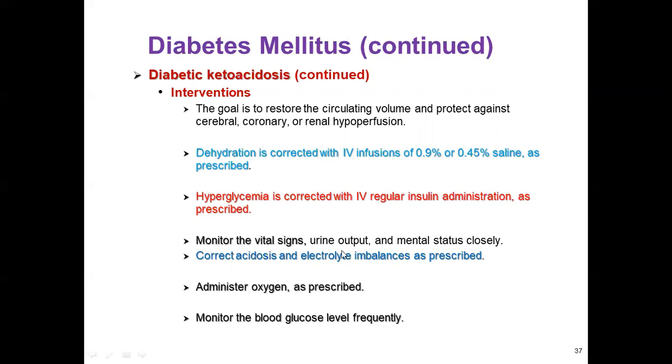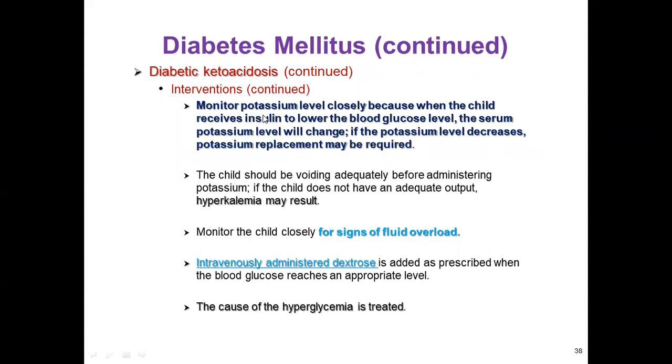Monitor the vital signs, urine output, and mental status closely. Correct the acidosis and electrolyte imbalance as prescribed, because the patient may develop hypokalemia, and the patient may also develop hyperkalemia, and both are bad. Both can lead to congestive heart failure. Administer oxygen as prescribed, and monitor the blood glucose level frequently. What next? We monitor the potassium level closely because when the child receives insulin to lower the blood glucose level, the serum potassium level will decrease. And if the potassium level decreases, potassium replacement may be required, right?